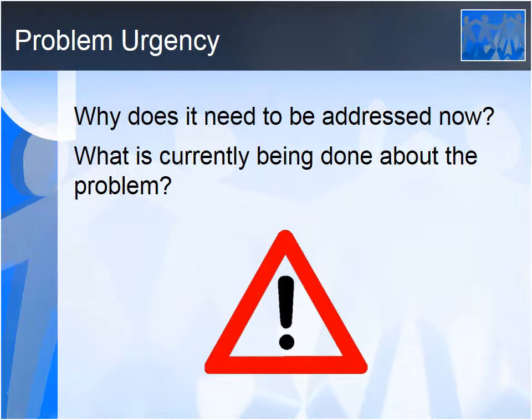Urgency is important. Why does this have to be addressed now? Why is it important that we funnel this extra money or this extra support into this issue? What are you currently doing? Show how what you're currently doing is somewhat effective, but how this additional support now would lend a quicker resolution to the problem.